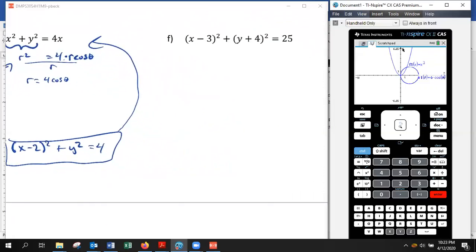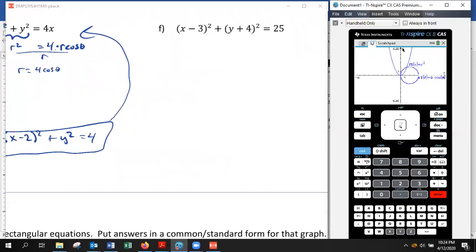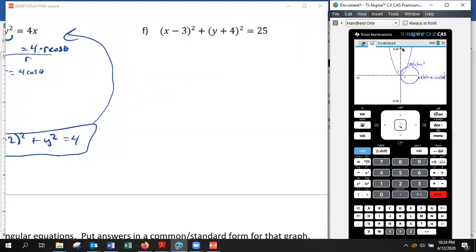If you look at example F here, this once again is another circle. The circle should be centered at 3, -4 with a radius of 5. So what I'm hoping for is when we convert this into the polar system and we graph it, we should be able to see what the circle actually looks like. So how do we convert this into the polar? Multiply it out. Let's FOIL.